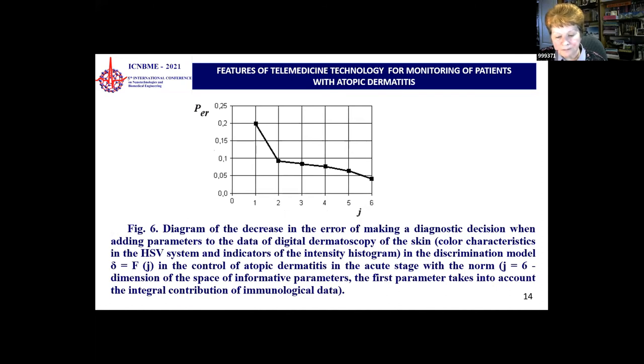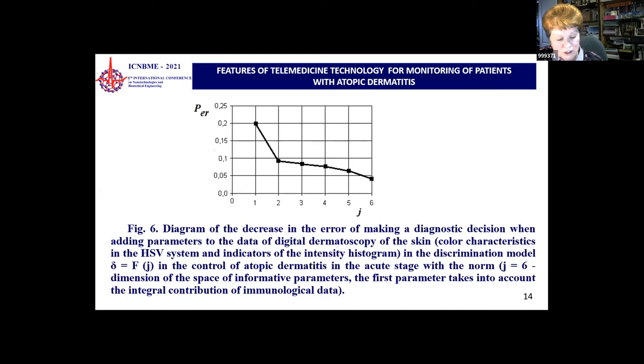This diagram shows the decrease of the error of making a diagnostic decision when adding parameters to the data of digital dermatoscopy of the skin, color characteristics of the HSV system and indicators of the intensity histogram, in the discrimination model, in the control of atopic dermatitis in the acute stage with the norm. Diagnosis of atopic dermatitis only by visual characteristics of the skin, digital dermatoscopy data, color, and histogram indicators allows monitoring this pathology with an error probability up to 0.14.